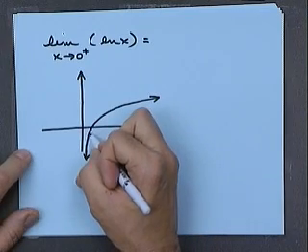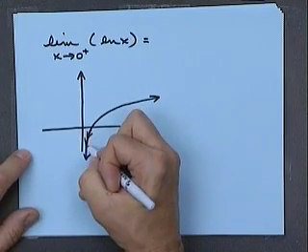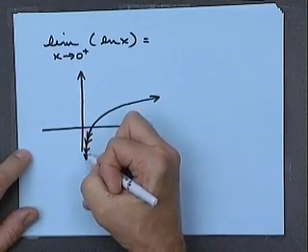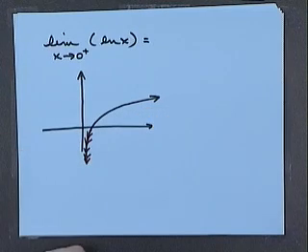And when we do that, we're letting x approach 0. What's happening to the y values? They're going toward negative infinity. Is that true?